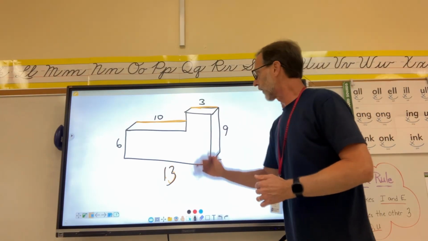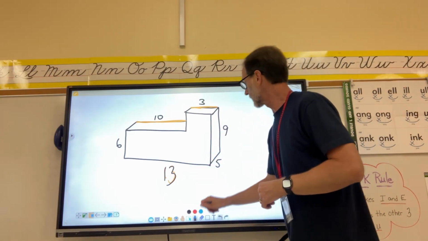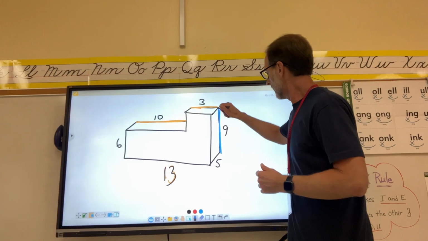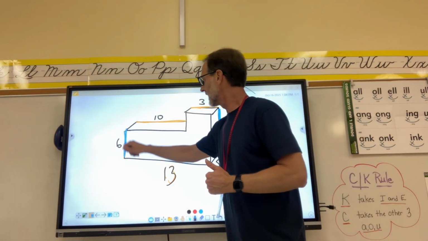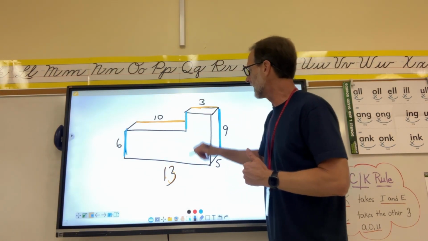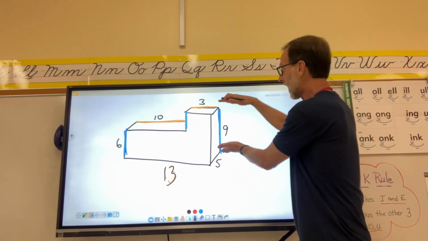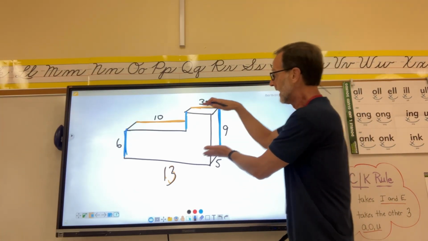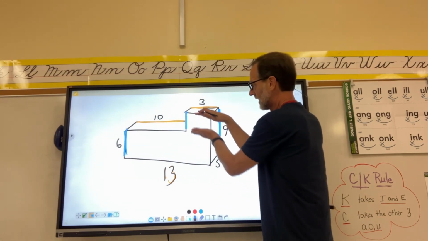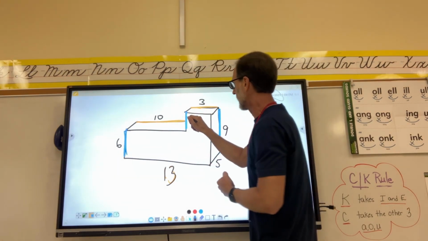Okay, let's look at the verticals. I've got 9, I've got 6, and I don't have anything here. Okay, do I know the long vertical side? I do. This is 9. The whole thing, top to bottom, is 9. So if I take away the 6, that's going to make this one 3.